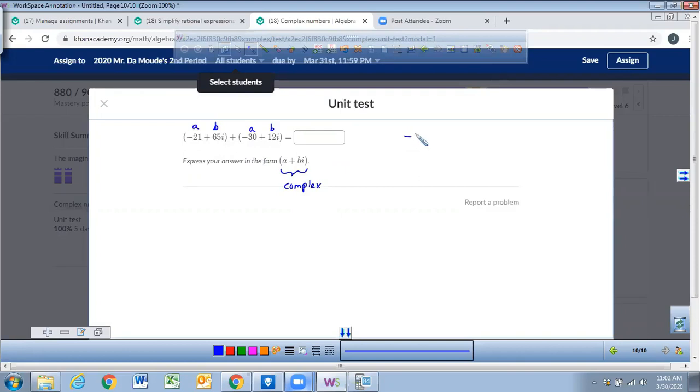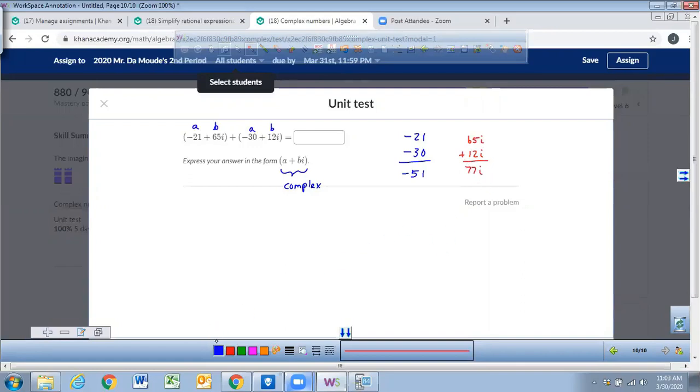So all we have to do is take negative 21 and negative 30, add them together, and we get negative 51. Then we take our b values. How many b values do I have right here? 65. I have 65i. I have 12i. And what does it ask us to do? Just simply add them together for a total of 77.